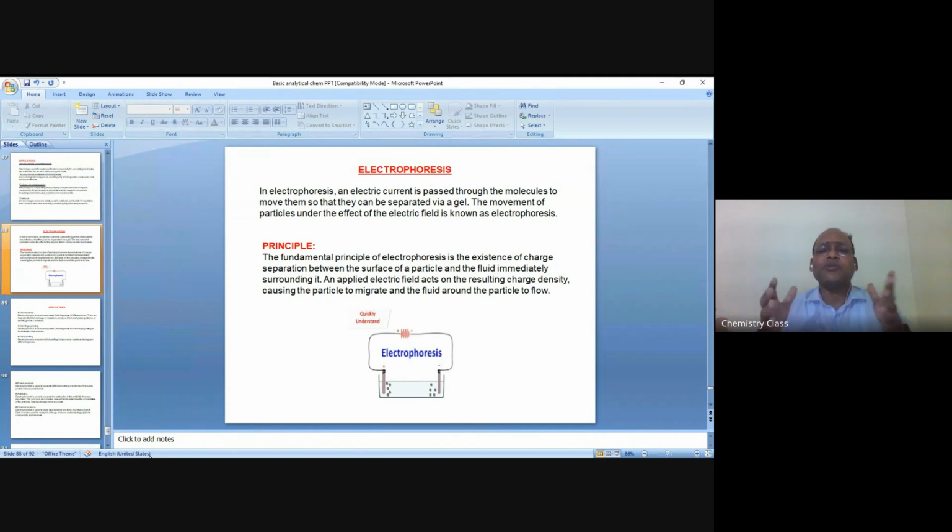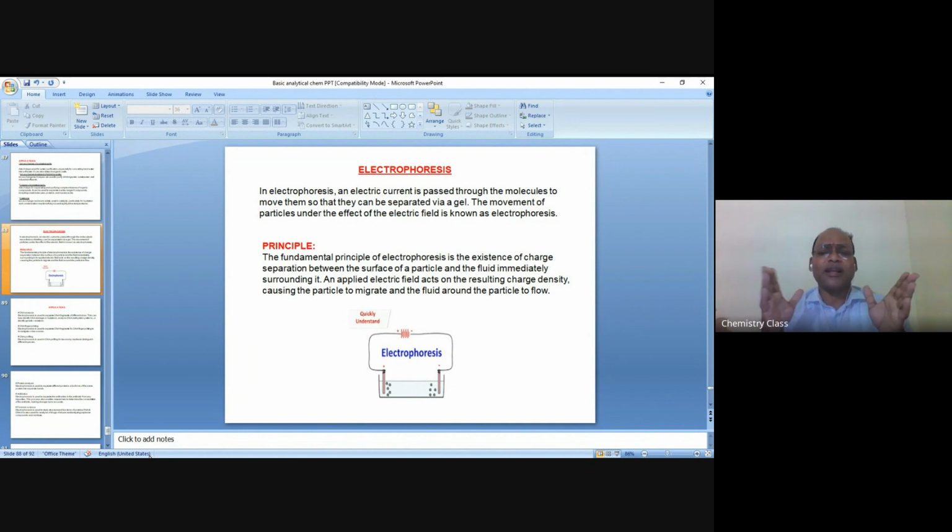So this is the principle. The fundamental principle of electrophoresis is the existence of a charge separation between the surface of the particles and the fluid immediately surrounding it, and an applied electric field acts on the resulting charge density, causing the particles to migrate and the fluid around the particles to flow. So this picture helps you understand the electrophoresis process.